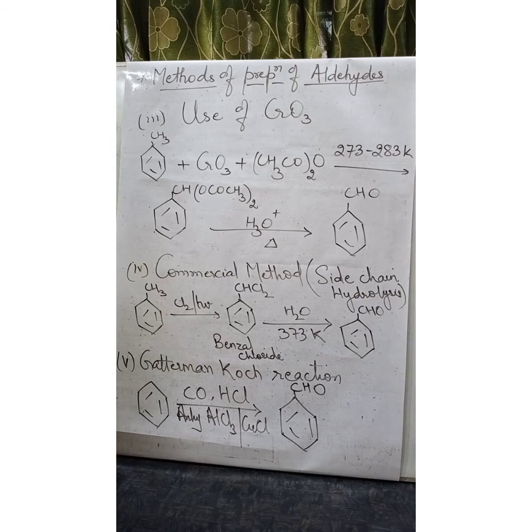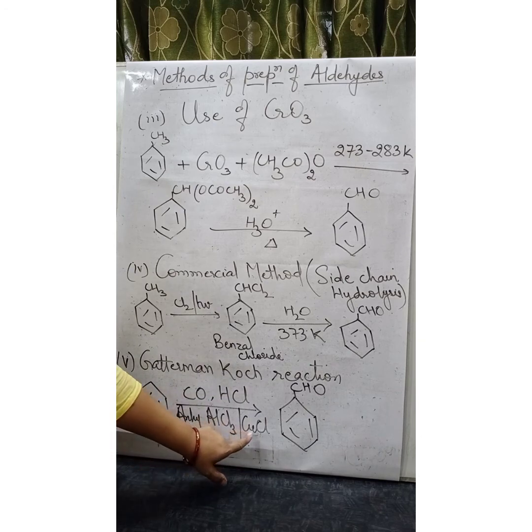benzaldehyde. One more way for the preparation of benzaldehyde is by Gattermann-Koch reaction. It's a very important name reaction where benzene is treated with carbon monoxide and HCl in presence of anhydrous AlCl3 or CuCl to give benzaldehyde. So you can see there are a number of methods for the preparation of benzaldehyde, starting from toluene or substituted toluene or benzene.